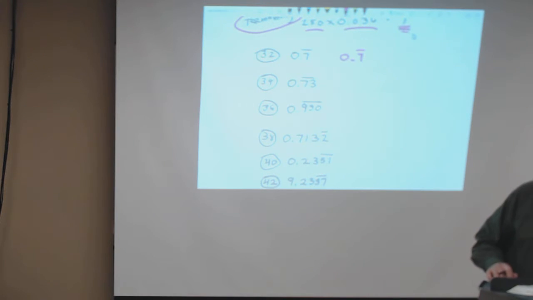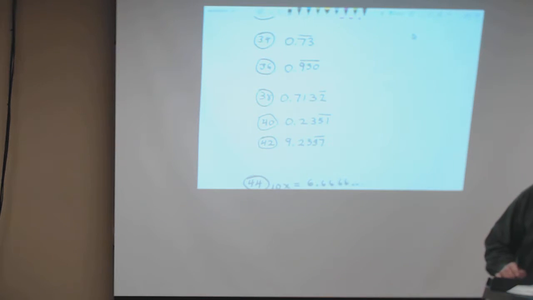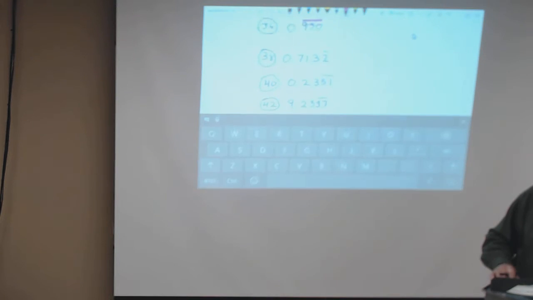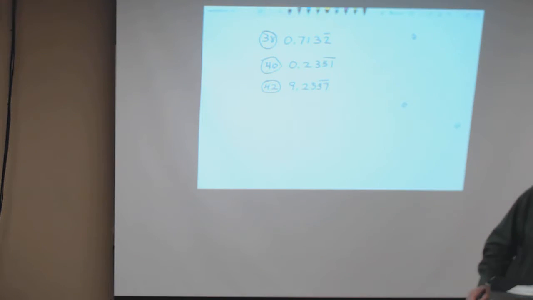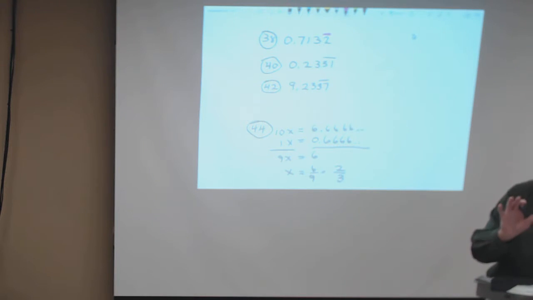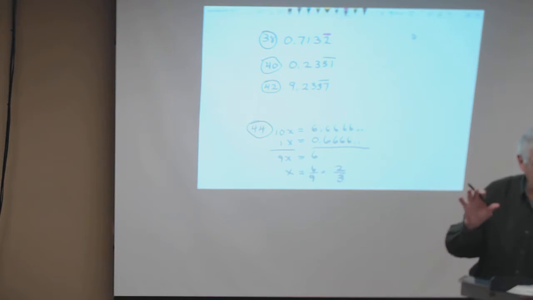Problem 36. Can you tell what repeats? 930, 930, 930. So you put a line over 930. Problem 38. Dot, dot, dot after all those 2's. So the 2 is what repeats. You follow the process? When you look at them, can you kind of see what's repeating?